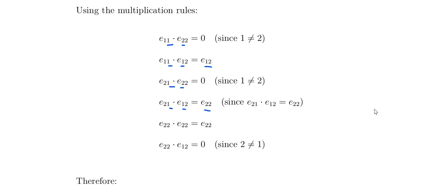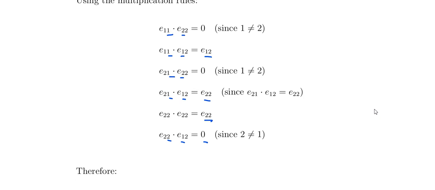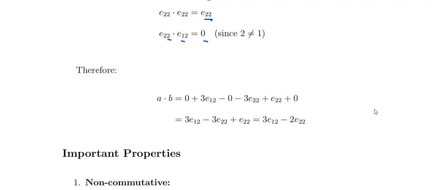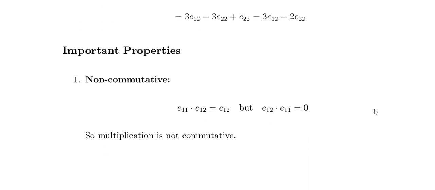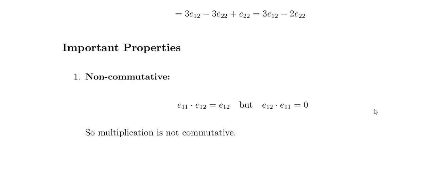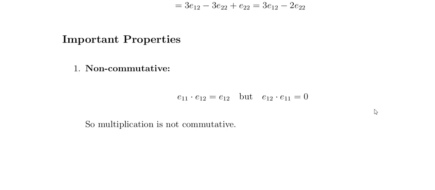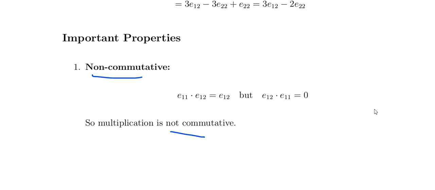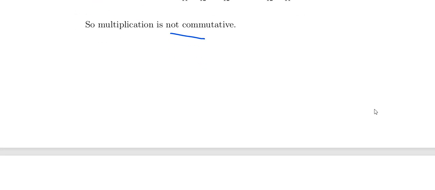Here both indices are equal, so E22. Here 2 is not equal to 1, so 0. Applying the multiplication rule, we get A dot B like this. So E11 E12 equals E12, but E12 E11 equals 0, so this is not commutative. This is an example of a non-commutative ring.